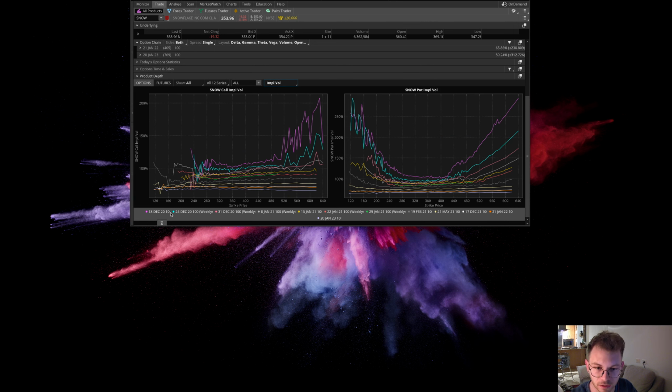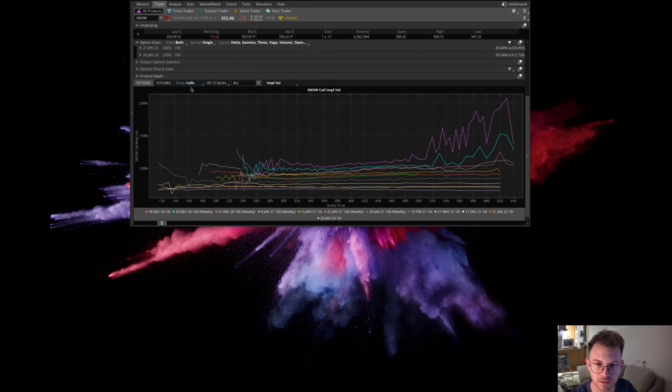You can look at the key down here, and each one of these lines represents a contract. So we have December 18th, December 24th, December 31st, and the implied volatility for each of the strikes. It might be a little advanced for you guys, but you can check out volatility smiles and volatility curves. We can talk about that in another video if you want. It's just very useful stuff. These are charts for the calls, these are charts for the puts. You can turn that around and just see calls.